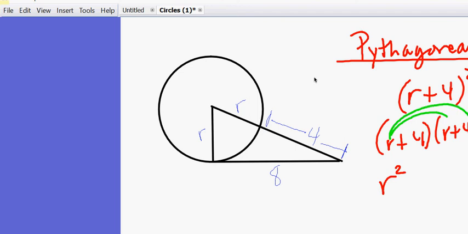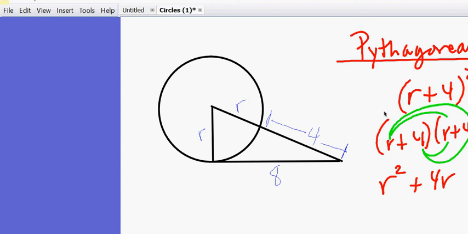All right, and then I multiply the outside terms. r times 4 is what? Then I multiply the inside terms. 4 times r is? Then I multiply the last terms. 4 times 4? 16. Whoops. All right. Now, that's going to be equal to the right side, which is r squared plus, what is 8 squared? 64.